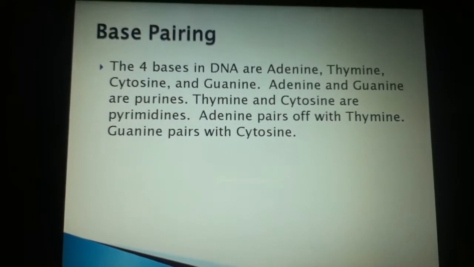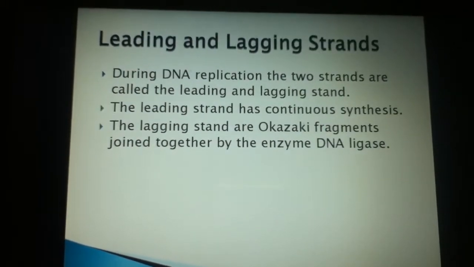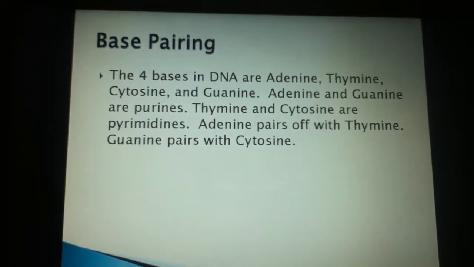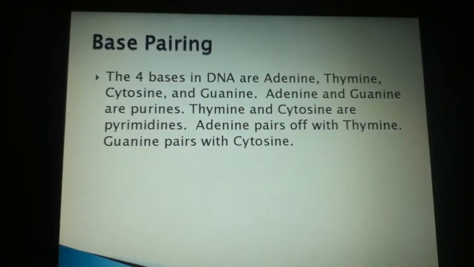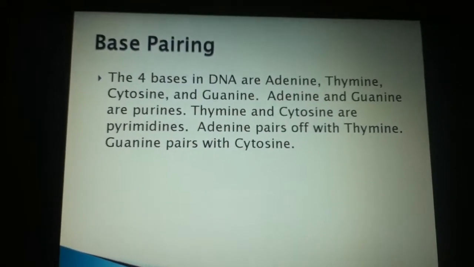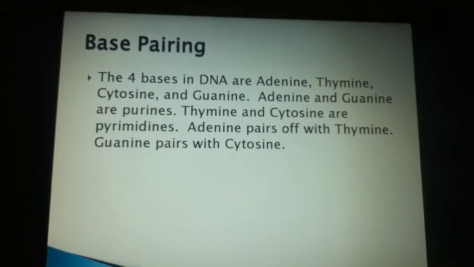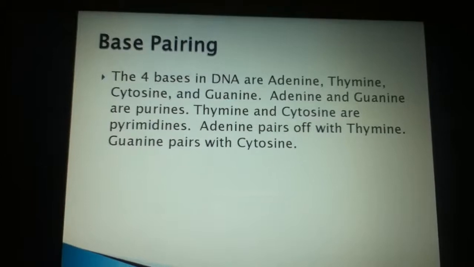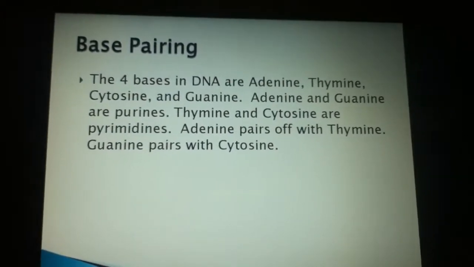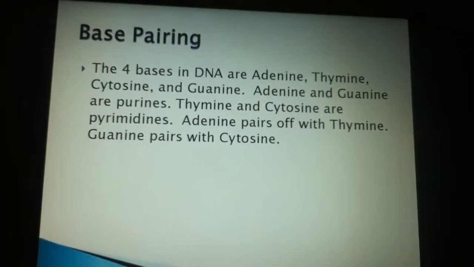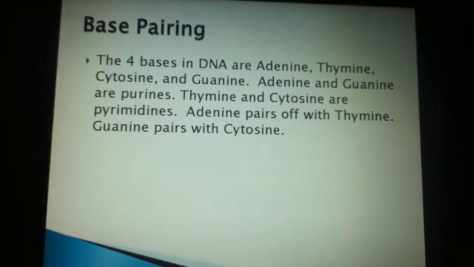There are 4 bases: adenine, thymine, cytosine, and guanine. Purine is double-ringed, and adenine and guanine are purines. Pyrimidine is single-ringed, and that is thymine and cytosine. Adenine goes with thymine, and cytosine goes with guanine.